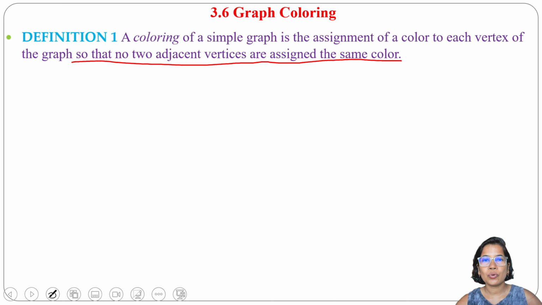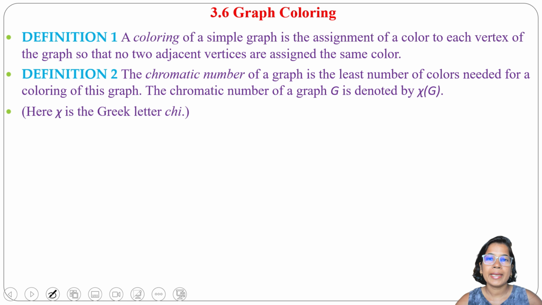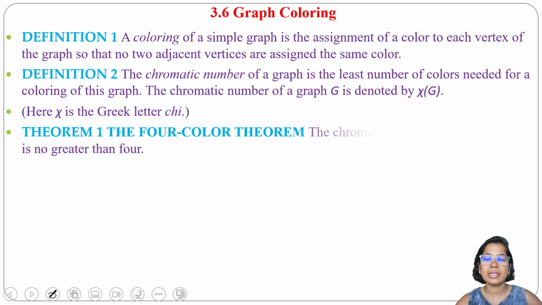Next, definition 2, the chromatic number. The least number of colors we can assign to a graph is called the chromatic number, and it is represented by χ(G). In Greek, this χ is called chi. Next, theorem 1, the 4 color theorem. In a planar graph, the maximum colors required is 4. You already know what a planar graph is. If we can draw a graph in a plane without crossing of edges, it is called a planar graph, and for a planar graph, the maximum colors we need is 4.